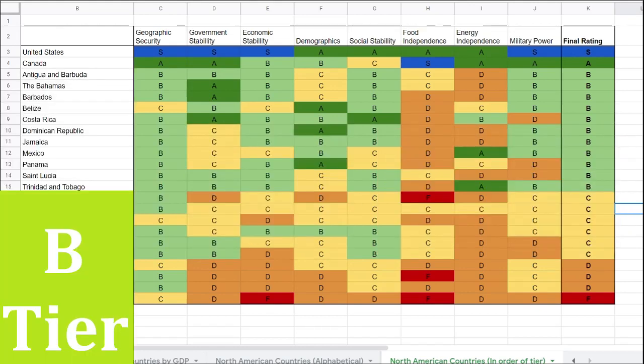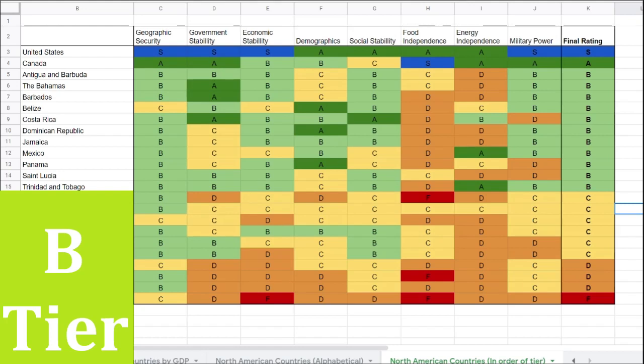Full disclosure, these are alphabetically ranked. For example, the Bahamas isn't somehow ranked above Mexico. They're just in the same tier. So they're kind of just lumped in together, and I just ranked them alphabetically because it's easier to keep track of. But this isn't by any means a ranking system where Barbados is on the top of B tier and St. Lucia is on the bottom of B tier.